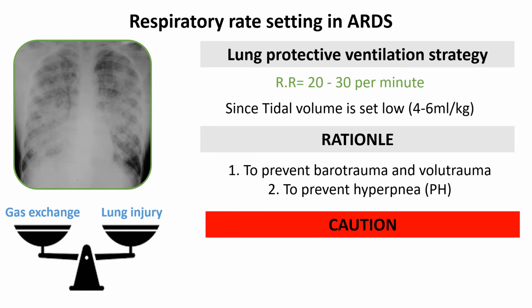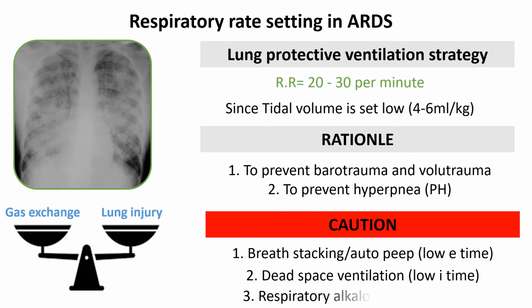However, it is important to be mindful of an excessively high respiratory rate, which can lead to breath stacking, increased dead space ventilation and respiratory alkalosis, as discussed earlier. The respiratory rate setting should be guided by arterial blood gas analysis and output parameters such as lung compliance and plateau pressure. The detailed discussion of these parameters is beyond the scope of this video.